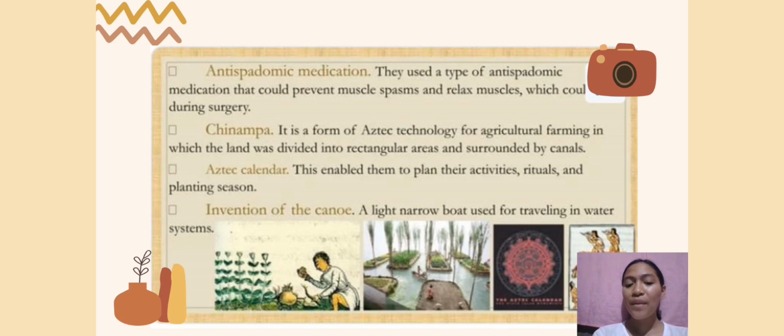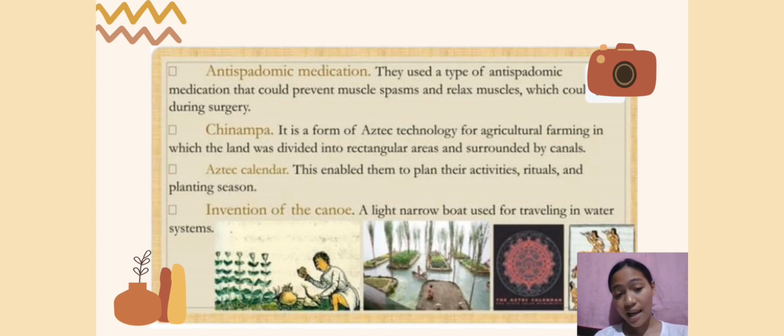And chinampa. It is a form of Aztec technology for agricultural farming in which the land was divided into rectangular areas and surrounded by canals. Yung mga pananim nila is gumagawa muna sila ng mga rectangle, and doon sa loob nun, doon sila tumatanim ng iba't ibang crops, and sa paligid nun, napapalibutan ng canals ng waters. And also in Aztec, they have a calendar. This enabled them to plan their activities, rituals, and planting season.